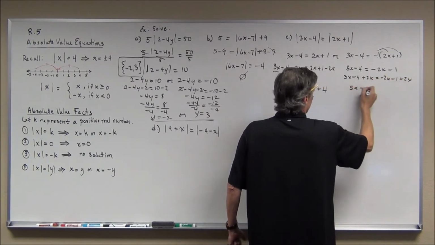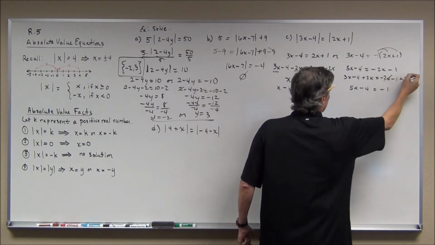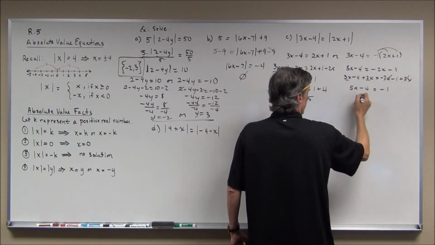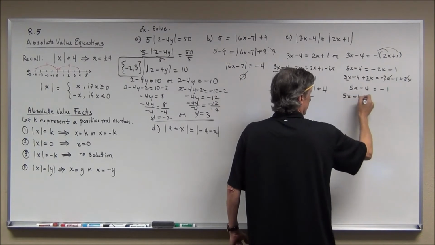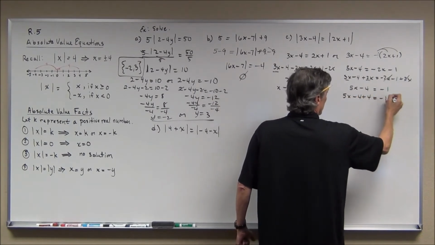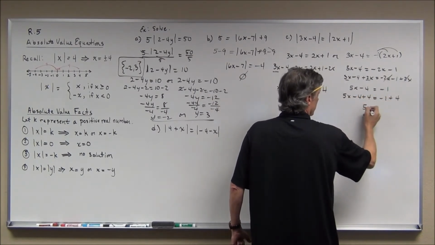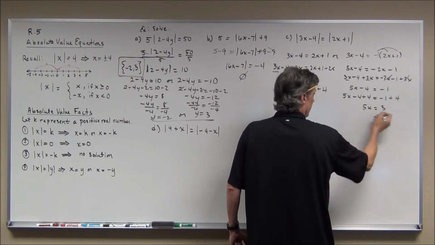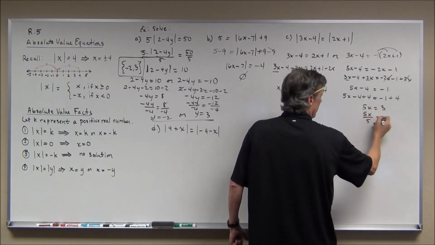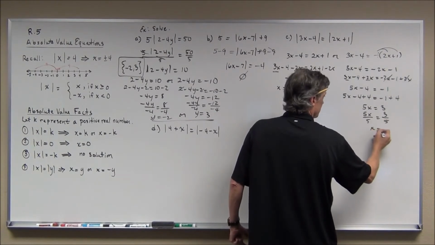I have 5x minus 4 is equal to negative 1, combining like terms. I'm going to add 4 to both sides to isolate my variable. At least get a little closer to isolating my variable, and I have 5x is equal to positive 3, and then I finish this off by dividing by 5, and I have x is equal to 3/5.